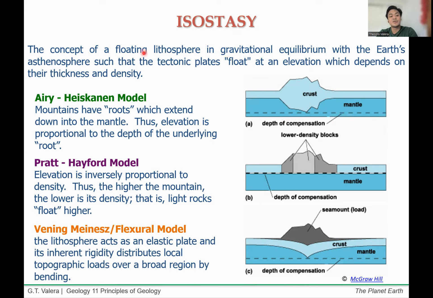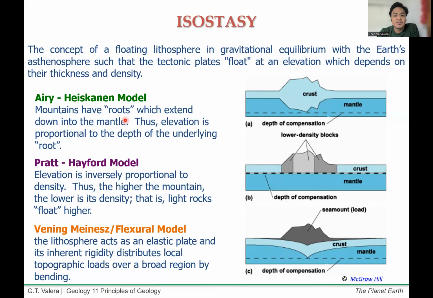So the isostasy is a concept of a floating lithosphere in gravitational equilibrium with the Earth's asthenosphere, such that the tectonic plates, which are again composed of lithosphere, float at an elevation which depends on their thickness and density. So again, ulitin ko, although it's labeled here as crust, this is actually lithosphere interacting with the asthenosphere. So there are three main models: Airy-Heiskanen model, or basically the roots model; Pratt-Hayford model, which is the floating model; and then Vening Meinesz model, or the flexural model. So simple lang naman to.